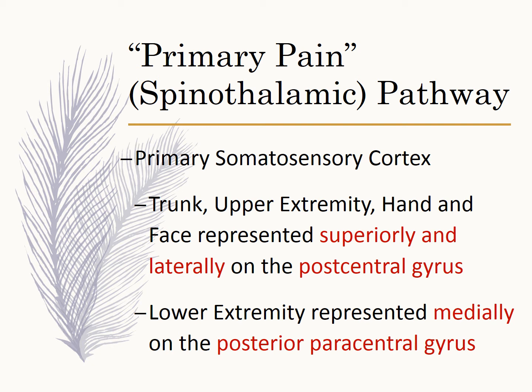The lower extremity is represented more medially on the posterior paracentral gyrus. It starts kind of at the top of the longitudinal fissure and then goes down into the longitudinal fissure and has the hip at the top, and as we go into the fissure, we go down into the thigh, the leg, and then the foot. As I mentioned, the hand, face, and the foot have very large areas of representation on the cortex.